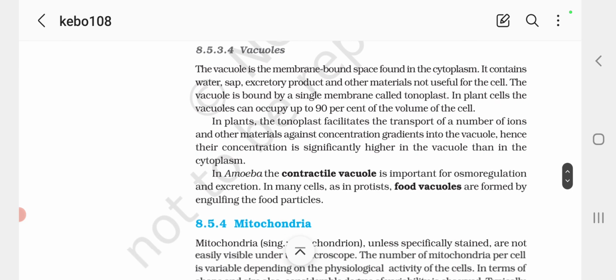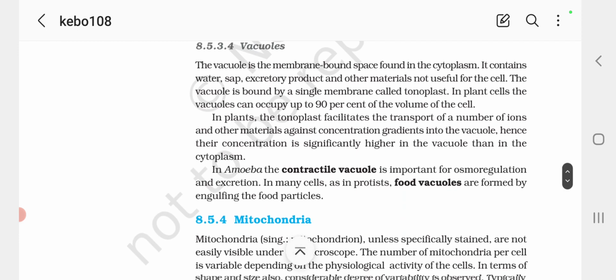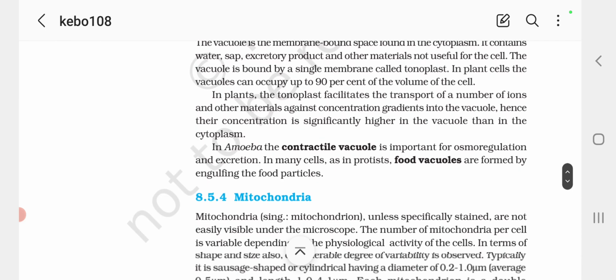8.5.3.4 Vacuoles. The vacuole is the membrane-bound space found in the cytoplasm. It contains water, sap, excretory products, and other materials not useful for the cell. The vacuole is bound by a single membrane called tonoplast. In plant cells, the vacuole can occupy up to 90% of the volume of the cell.